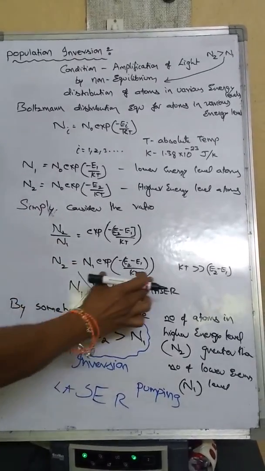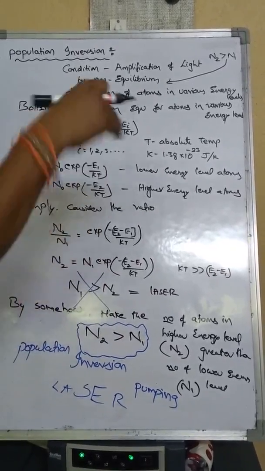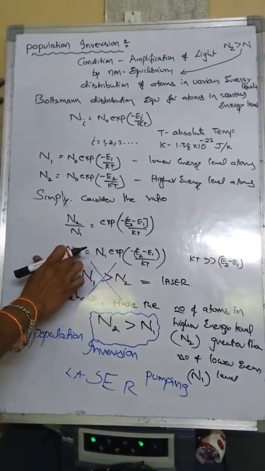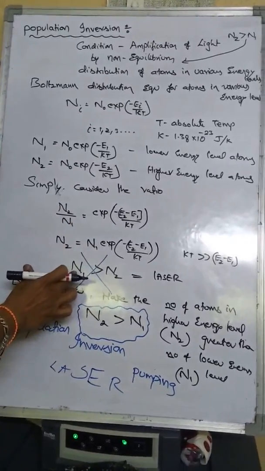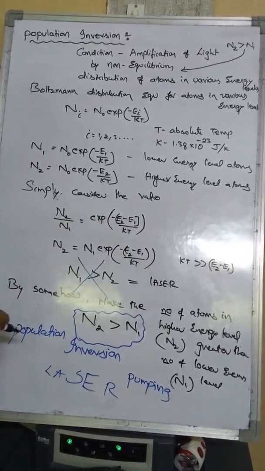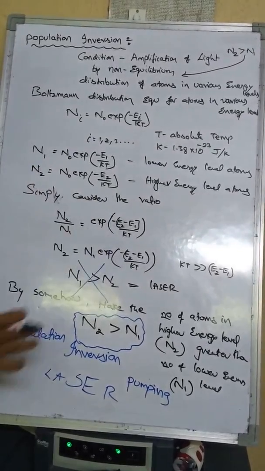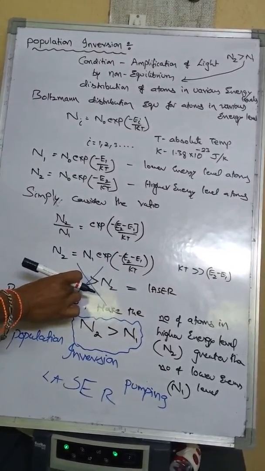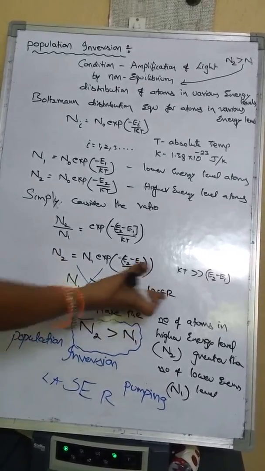If I look at the exponent term, it hardly becomes 1. The maximum possible value of the exponent term is 1, but it cannot exceed it. That is, N2 cannot exceed N1, which means the condition is N1 greater than N2, and this is not a required condition for the laser. But in thermal equilibrium, this is the condition. We will get this in solids only, where the number of atoms in the ground level is very high to attain stability. But with this we cannot bring about the laser.